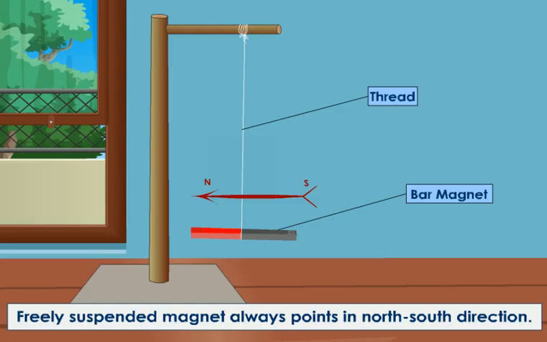Students, the end of the magnet which points towards the north is called the North Pole, and the other end which points south is called the South Pole. These north and south poles are marked by the letters N and S respectively.